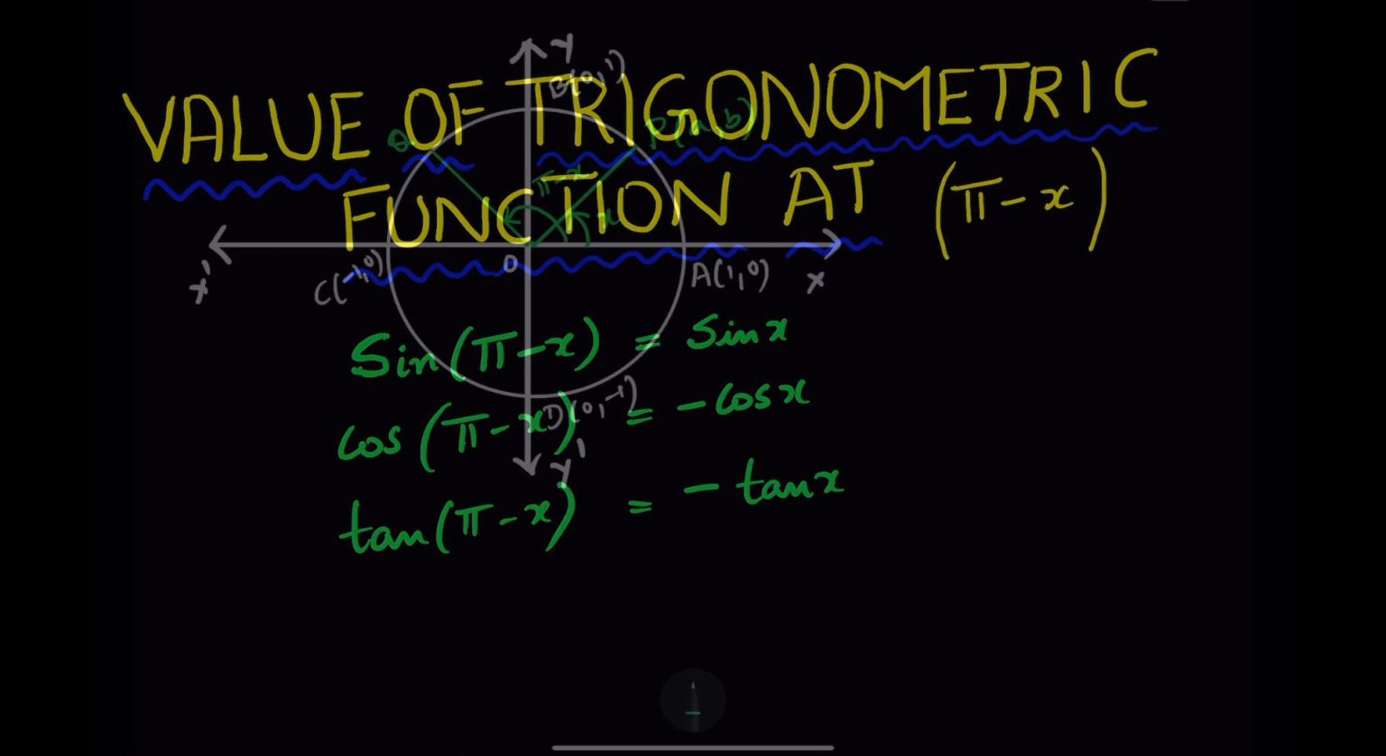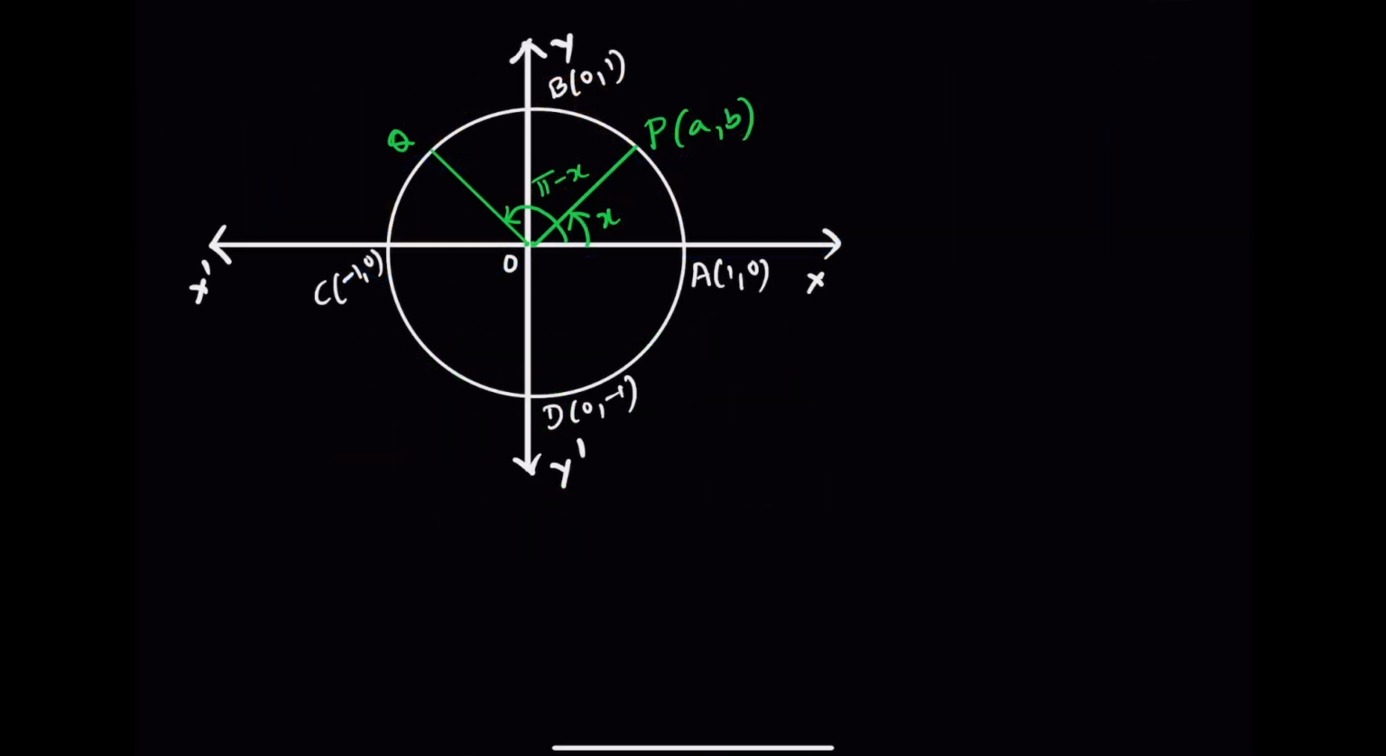So let's get started. Let us consider the unit circle with center at O. Let P be a point which creates an angle of x, and Q be a point on the circle which creates an angle of pi minus x. Now let's extend P to the x-axis and mark this as M, and extend Q to the x-axis and mark this as N.